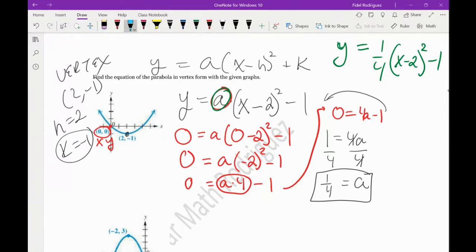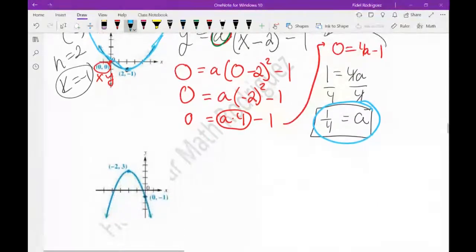If we look at the picture, before I go on to anything else, would you say that this graph is opening up or down? Up. Remember what we said: if it's going to open up, my number a should be positive. It is positive. We got 1 over 4. That's a positive number, there are no negatives there. So that's telling me we're probably on the right track. We came up with a positive number and the graph opens up. Good one.